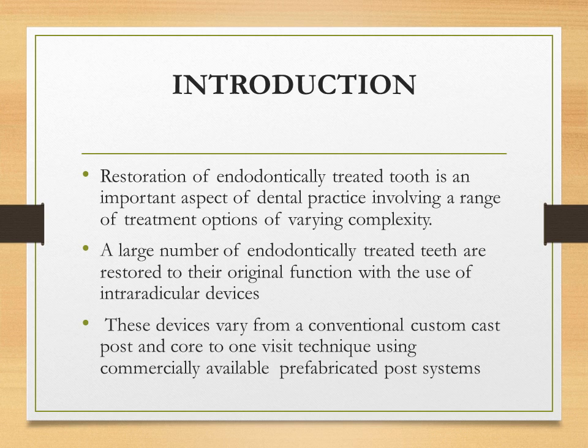So the different types of post systems are there. Basically they are broadly categorized into the prefabricated, that is the most commonly used nowadays, the fiber post system, and the custom made, that is your cast metal post and core, which is a single unit. So these are the broad classifications of your post and core systems, and I will be talking about it in the future.